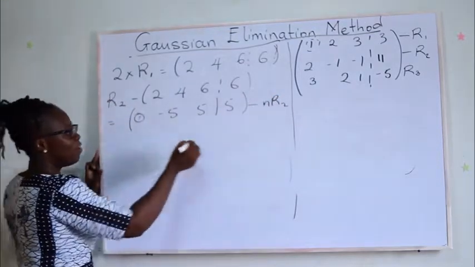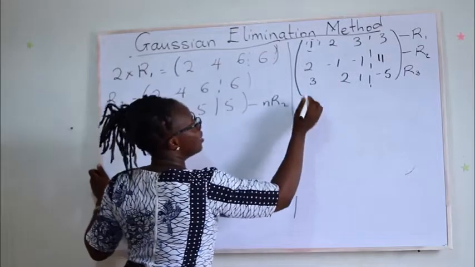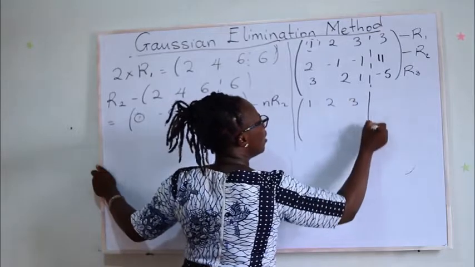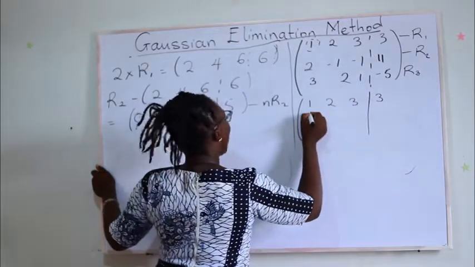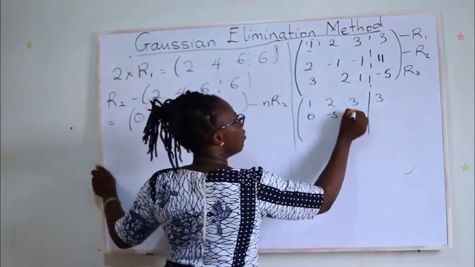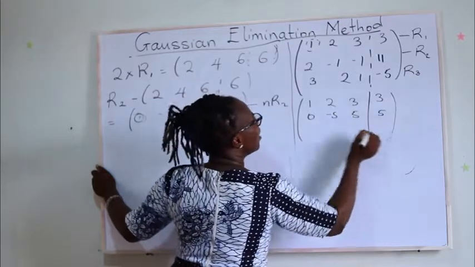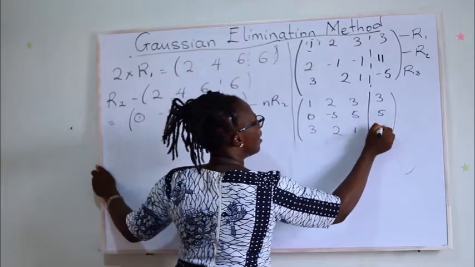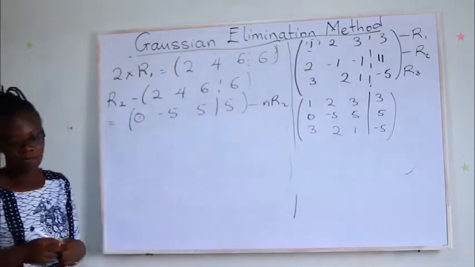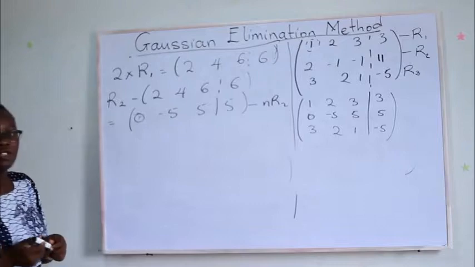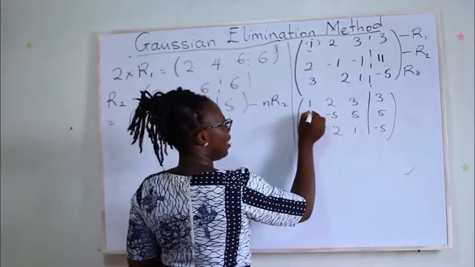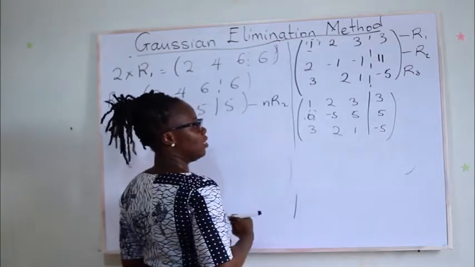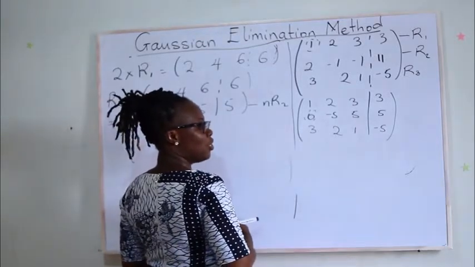So now, my matrix becomes what? Now, this is how my matrix will look like. 1, 2, 3, 3. I have 0, minus 5, 5 and 5. Then I have what? 3, 2, 1, then minus what? 5. This is what I have now. So you realize that we have eliminated the number here. So we do the same thing for this. So what do you think?